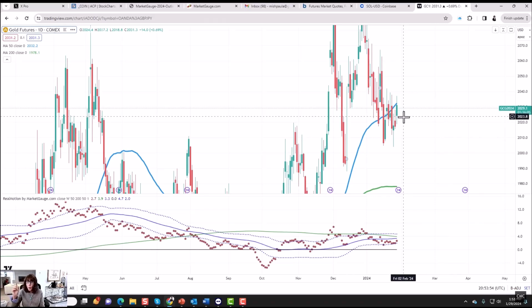And under that 2020, I keep talking about that 2020 level. That's been so pivotal. Under that, you've got a little bit more of a negative bias. As long as we hold it, I think the bias is positive, and like I said, above 2032, even better.